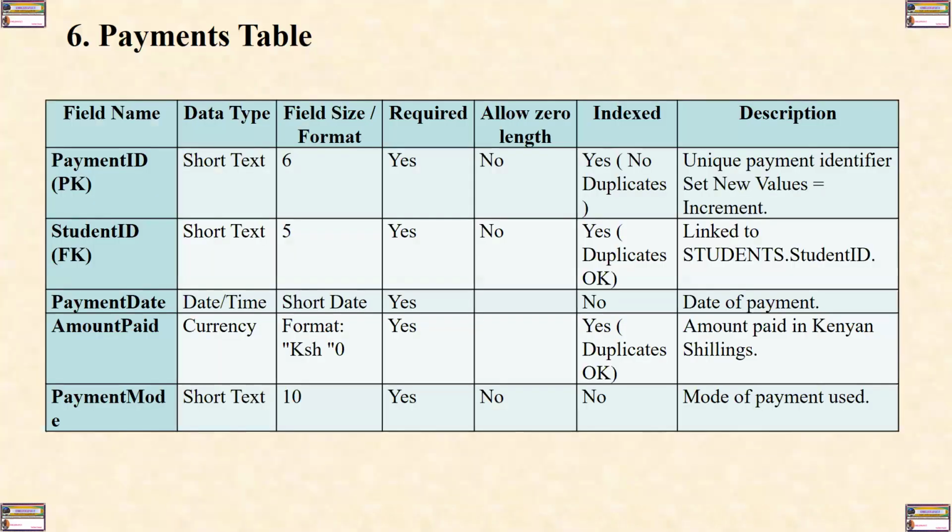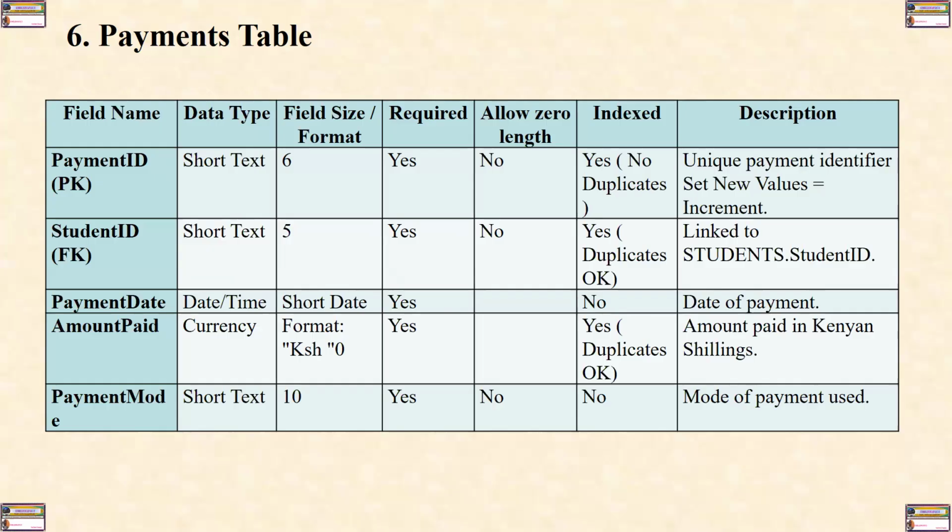For the payments table, we have set the field size for payment ID to a maximum of 6, student ID to a maximum of 5. Remember, this number of characters is dictated by the numbering for your departments or institution. If a department has only 2 or 3 numbers, like 21, 15, etc., then that's the criteria you use to determine the field size, the number of characters that you are going to leave for the entry. For the payment date, you can see I've set it to short date.